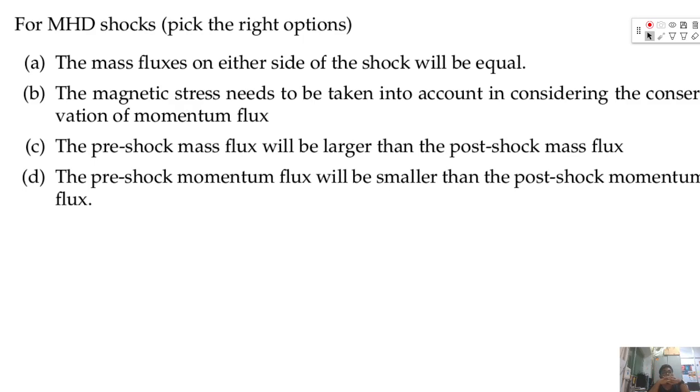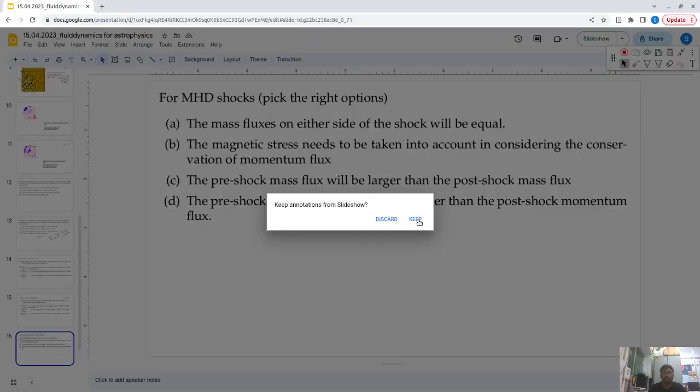Now the pre-shock mass flux will be larger than the post-shock mass flux, which is not true. Total mass flux remains constant. Pre-shock momentum flux will be smaller than post-shock momentum flux, which is also not true, because momentum flux also remains constant across the shock. Okay, so this one is for A and B. Okay, so fine.